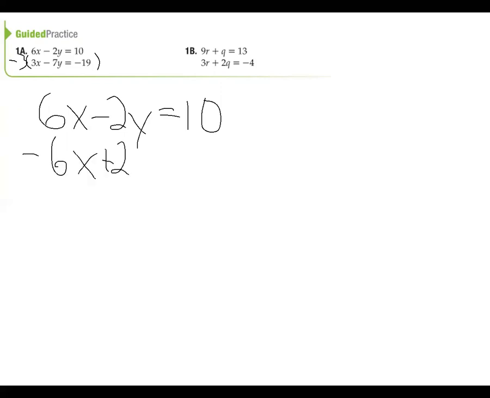All right, we're back. So number 1, A, I'm going to multiply the second equation by negative 3 to get the x coefficients to be opposite. So that's going to be negative 6x plus 21y equals 57. Right? 3 times 19 is 57.